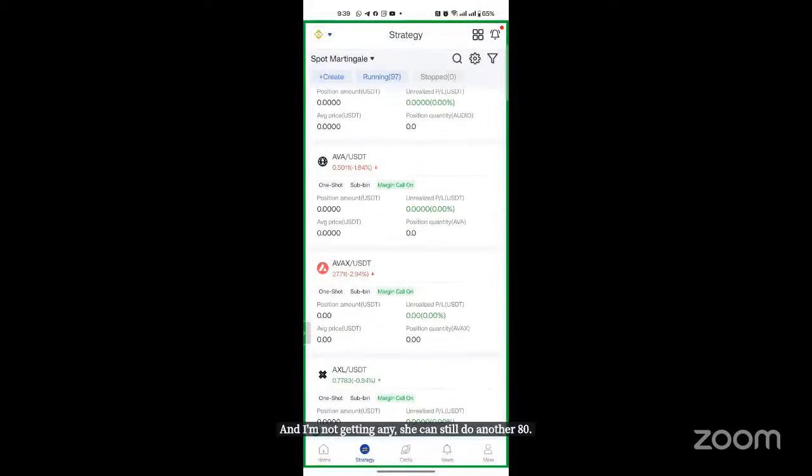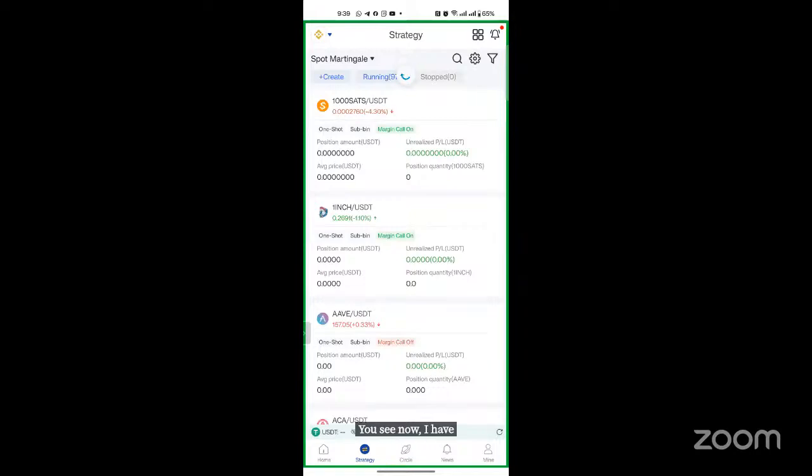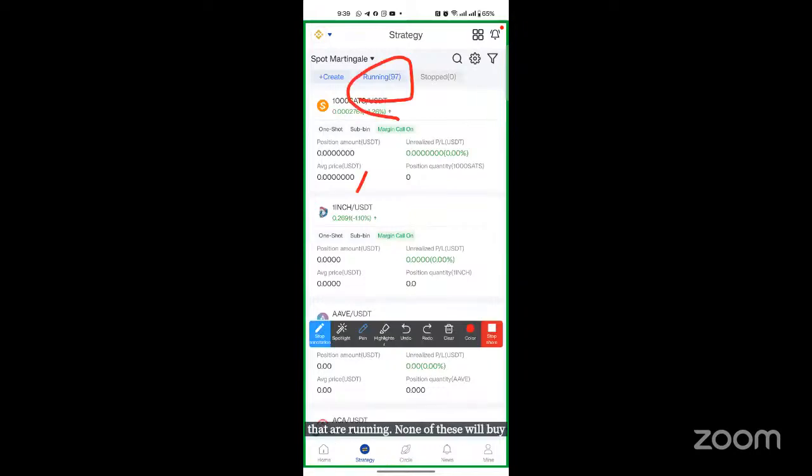You see now, I have 97 that are running. None of these will buy. I have 97. If you have understood, give me a yes in the chat. That's how you use the RSI to pick coins. If you have understood, give me a yes in the chat.